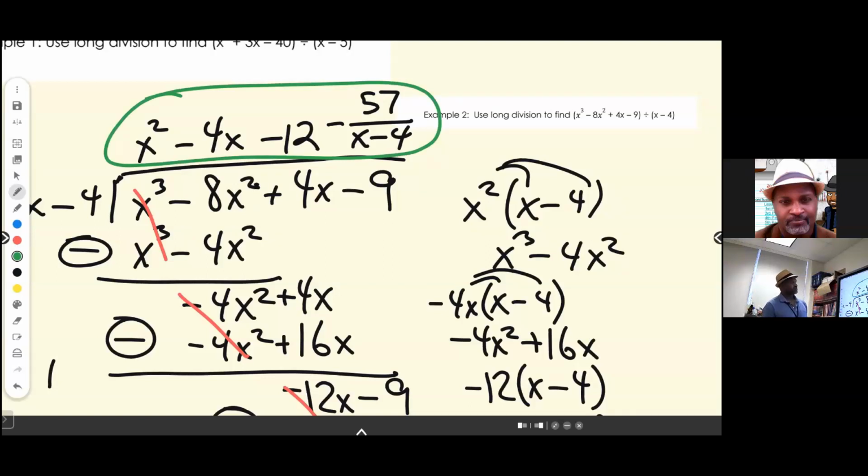Okay? And there's your example of long division to find the quotient, this time when it does not divide evenly. You write it like this.